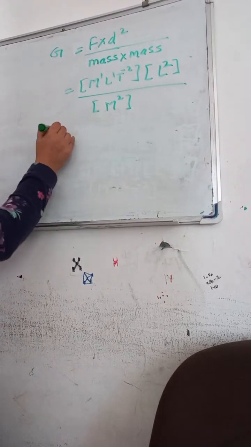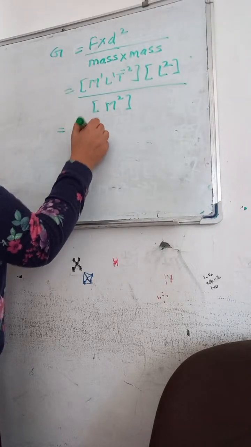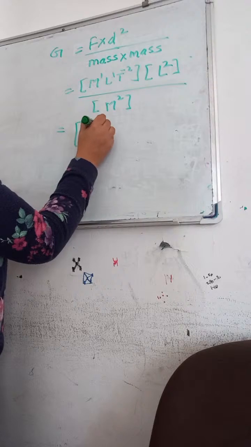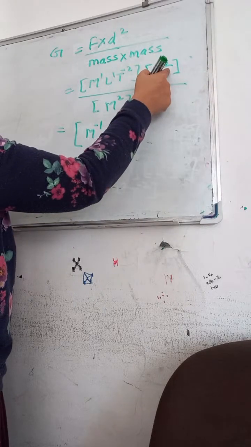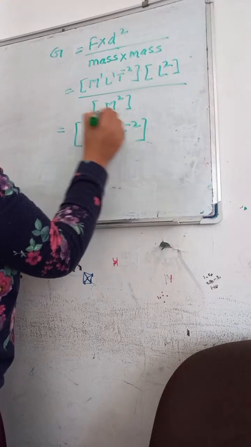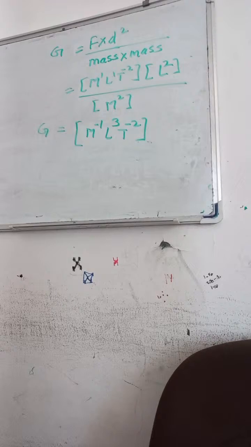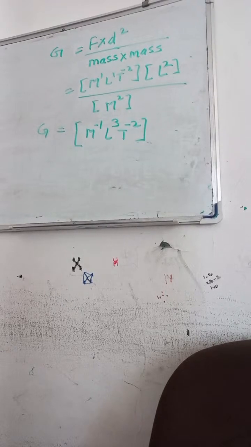So we can write it as, this 2 will go up, so 1 minus 2 is nothing but minus 1. L raised to 1 plus L raised to 2 is nothing but L raised to 3 and T raised to minus 2. So these are the dimensions for the gravitational constant capital G. And the gravitational constant SI unit is Newton meter square per kg square. These are the dimensions, and these are the SI units.